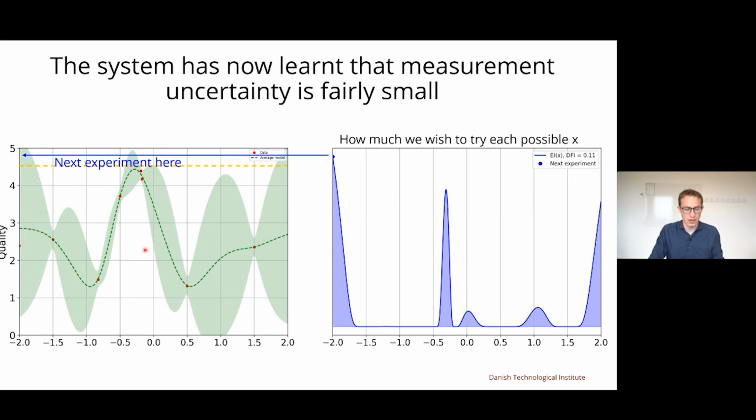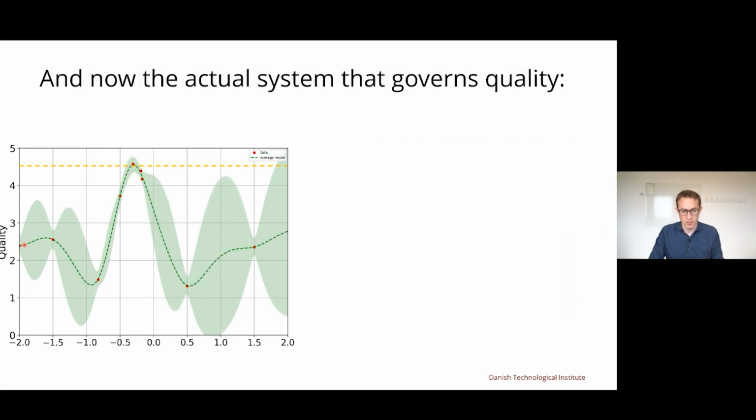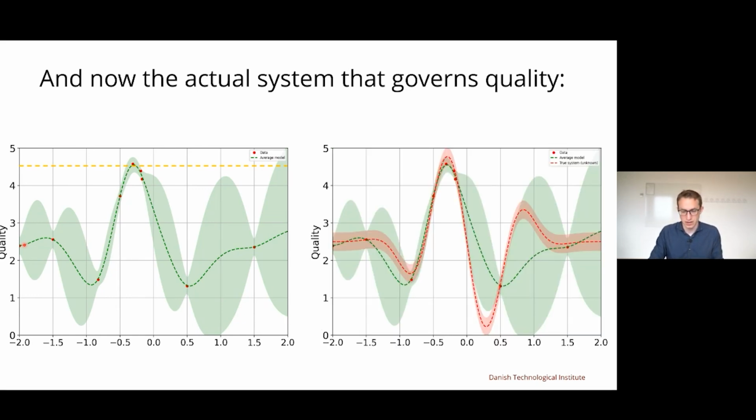So we do that, we get a result that's right around the middle of the quality scale, and go back again, and we will continue hunting for a quality above 4.5, and then we get this data point. And now I'm just going to show you the underlying system that this data is simulated from, to show you this was also where the real global solution was.